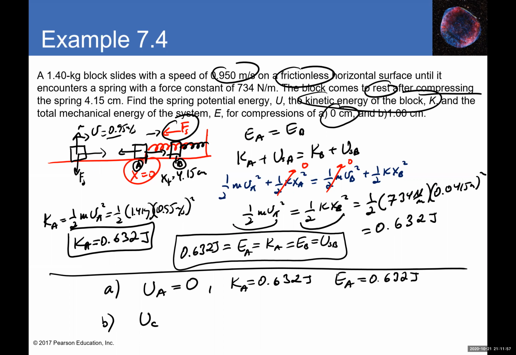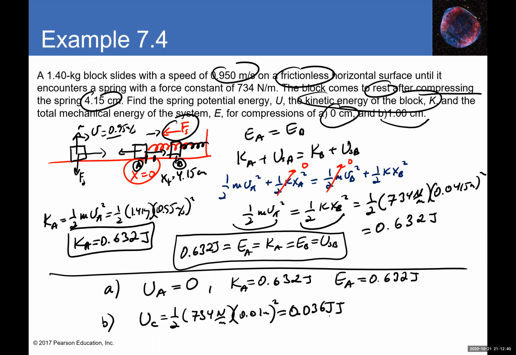About part B, what is my potential energy at, sorry, not point A, this is actually point C, because part A was talking about point A specifically, the point of contact. But part B is asking about some random point C, which is somewhere over here, right? 1 centimeter instead of 0.15, which was the maximum displacement. So here I have to calculate 1 half times 734 newtons per meter, then times 0.01 meters squared. So what I will calculate is 0.0367 joules. That means this is my potential energy at point C.